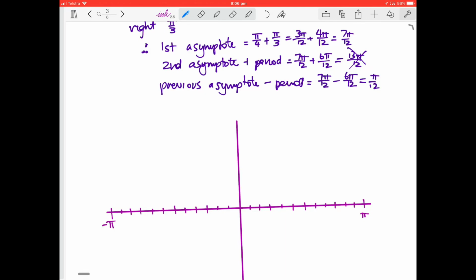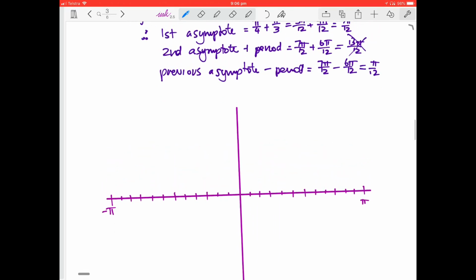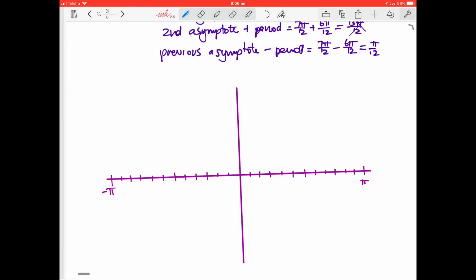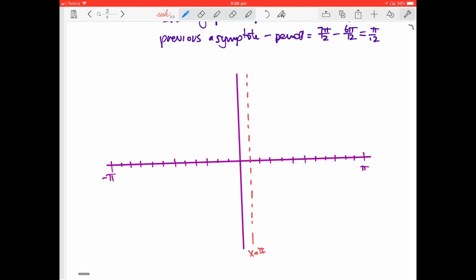Now we have an asymptote at pi on 12 and at 7 pi on 12. So let's have a look. Pi on 12 we know is here. So x equals pi on 12. My next one, 1, 2, 3, 4, 5, 6, 7. So x equals 7 pi on 12.